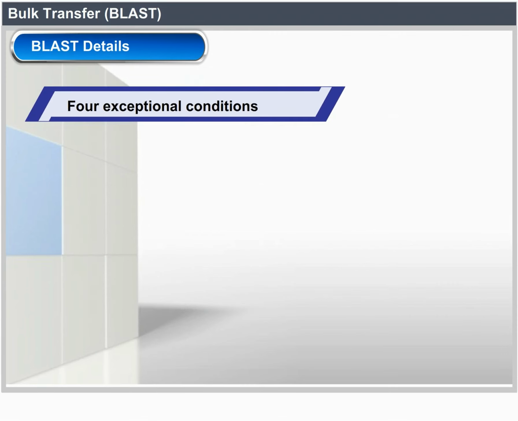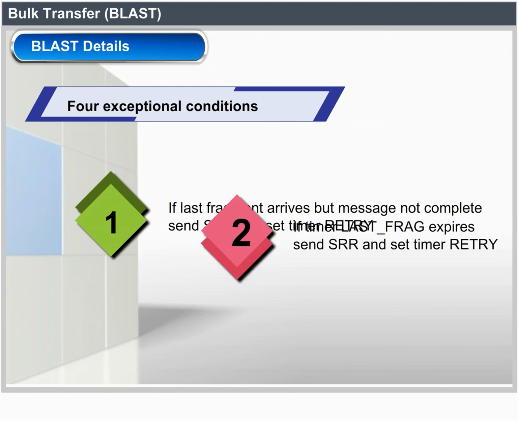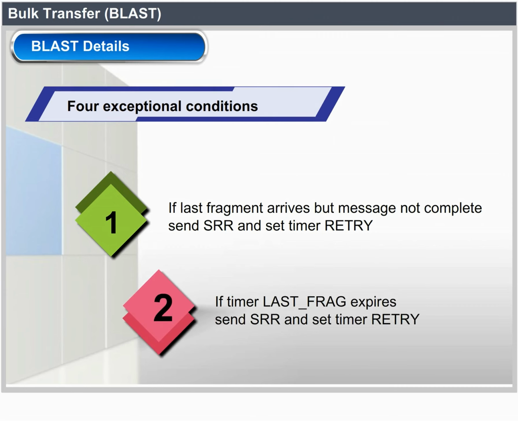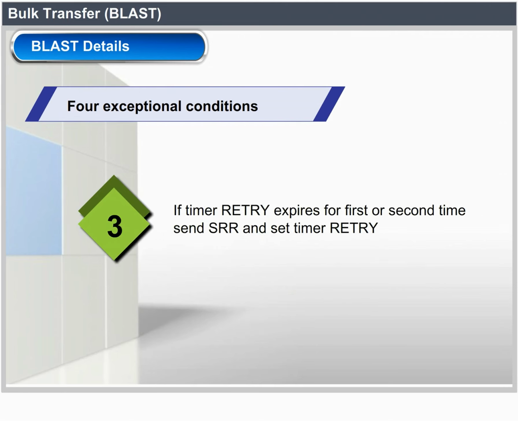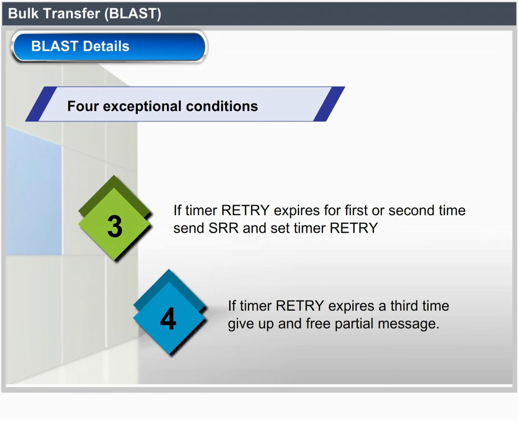Four exceptional conditions. If the last fragment arrives but the message is not complete, send an SRR and set timer retry. If timer last_frag expires, send an SRR and set timer retry. If timer retry expires for the first or second time, send an SRR and set timer retry. If timer retry expires a third time, give up and free the partial message.